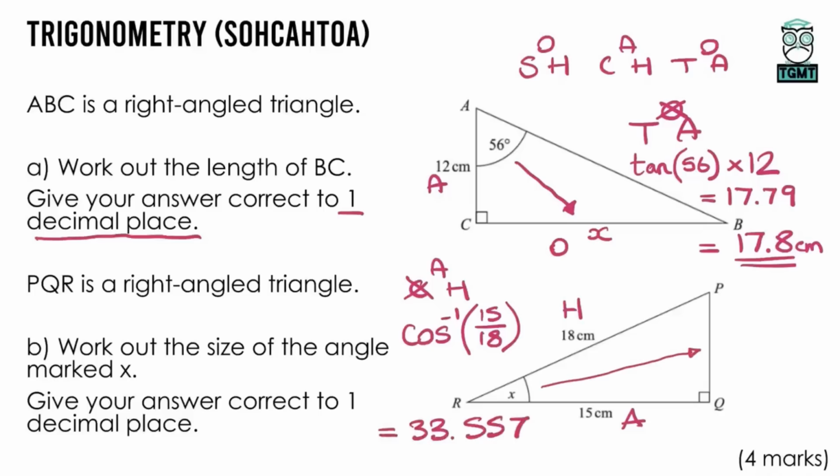33.557. Again, it only wants my answer to one decimal place, so if we round that to one decimal place, we get 33 point. After the 5 is another 5, so 6. And not forgetting, this is an angle, so that is in degrees. There we go, we get 33.6 degrees as our final answer for that one.